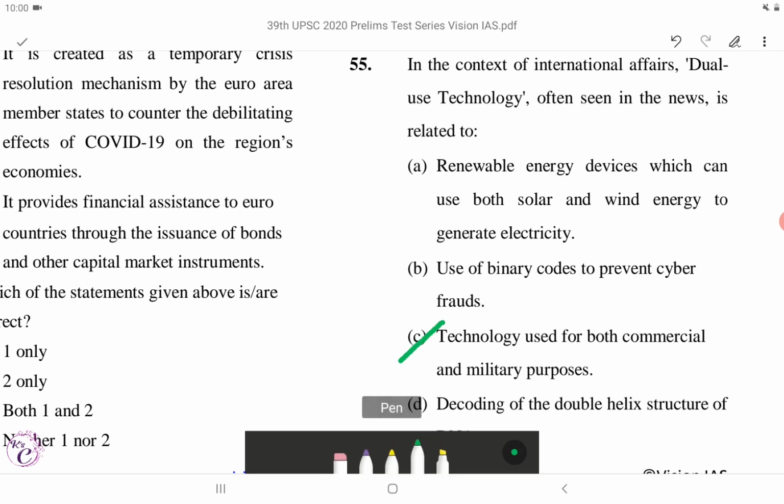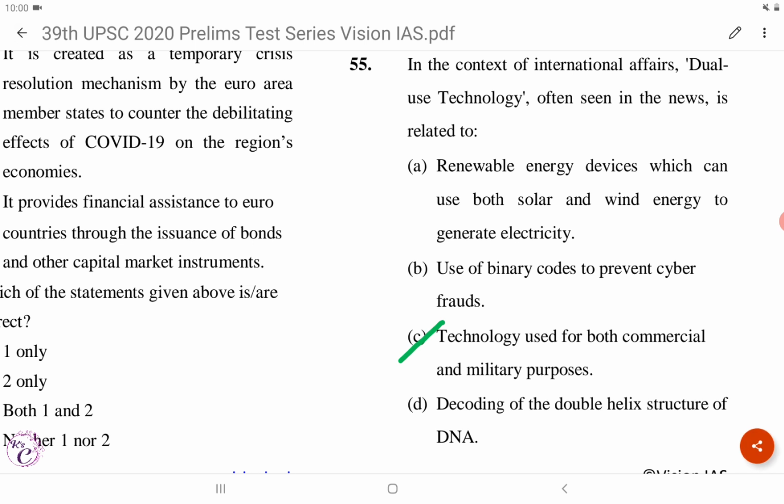The correct answer is C, that is technology used for both commercial and military purposes. Okay, so in politics, diplomacy, and export control, dual use refers to technology that can be used for both peaceful and military aims. Hence, option C is the correct answer. The expensive technologies which would otherwise only benefit civilian commercial interests can also be used to serve military purposes when not otherwise engaged, such as the global positioning system.